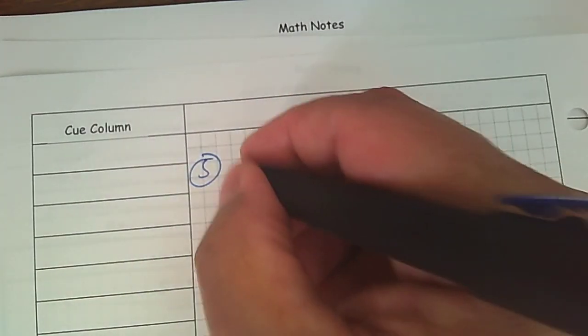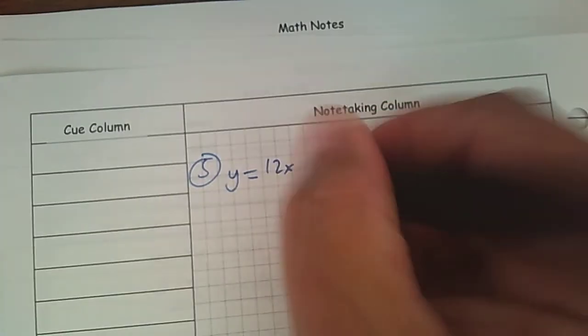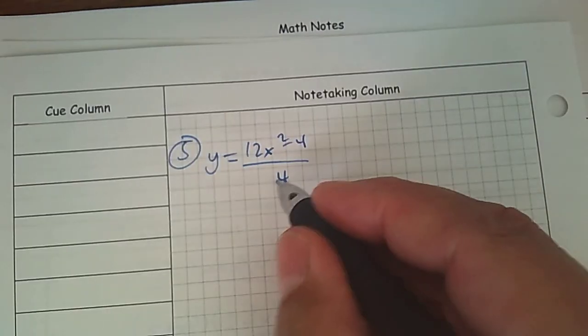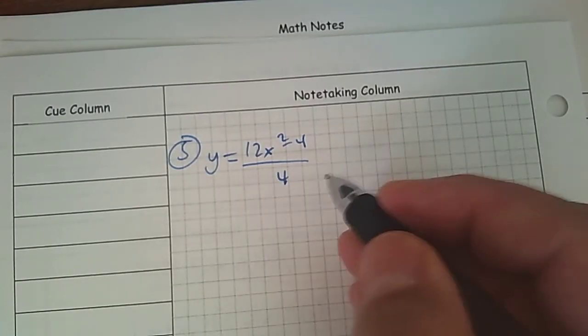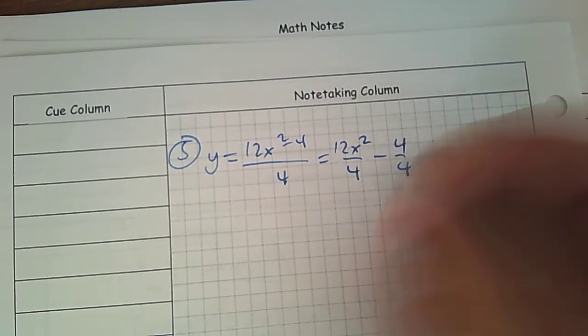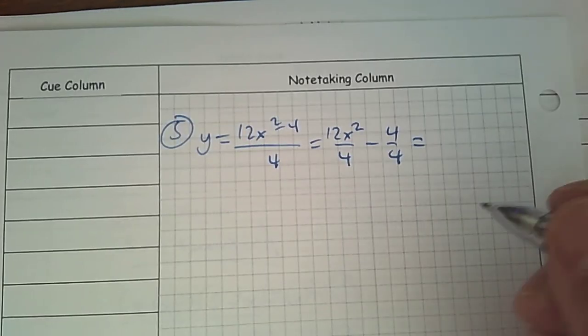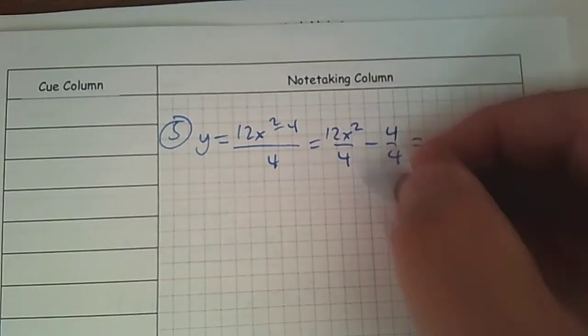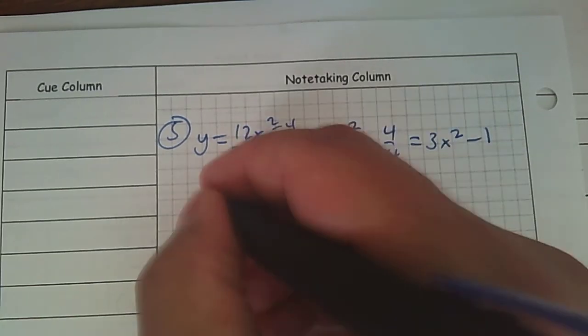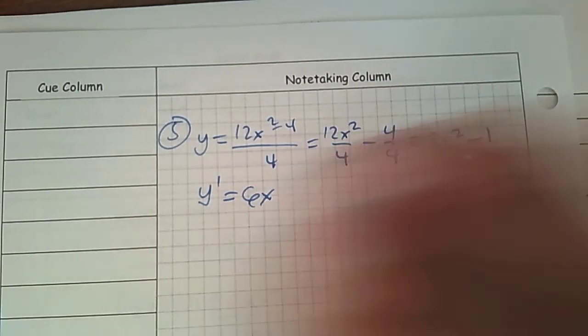Number 5, differentiate by any way you want. So I'll pick a method and I'll tell you why, what I'm looking at while I do it. So the first thing I look at here is that the denominator is a monomial. That means that I can separate this into 2 fractions and make it much easier to differentiate than using the quotient rule. So 12 divided by 4 is 3, x squared, and negative 4 divided by 4 is negative 1. Then when you take the derivative of this, it's just 6x. Done.